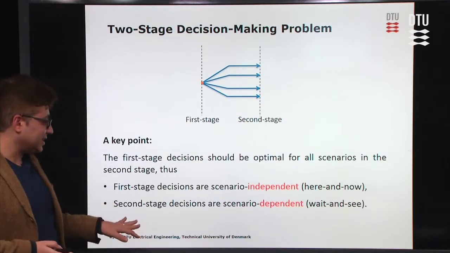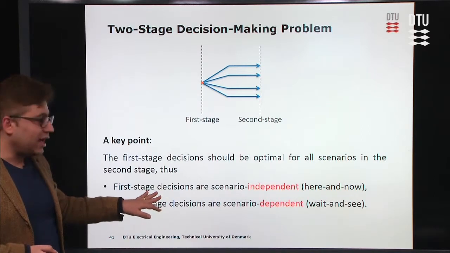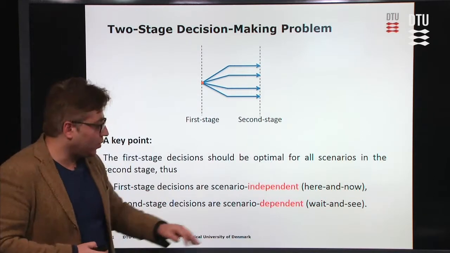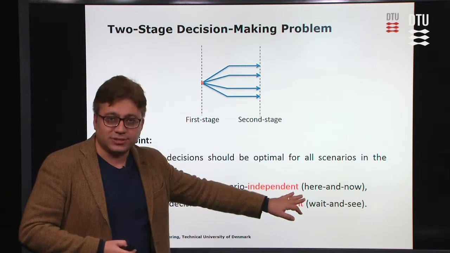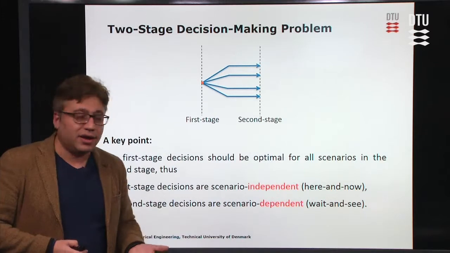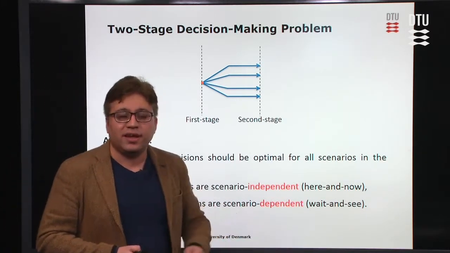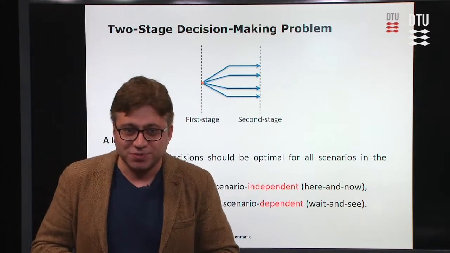So this last slide says that the first stage decisions are scenario independent, and in the literature we usually call them here and now decisions. While the second stage decisions are scenario dependent, and we usually call them wait and see decisions.